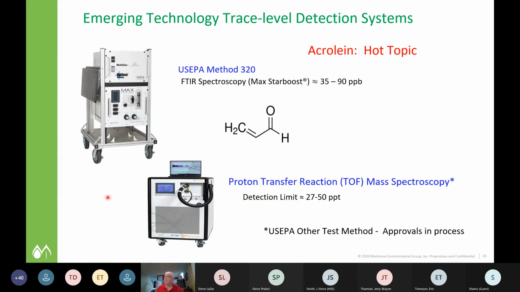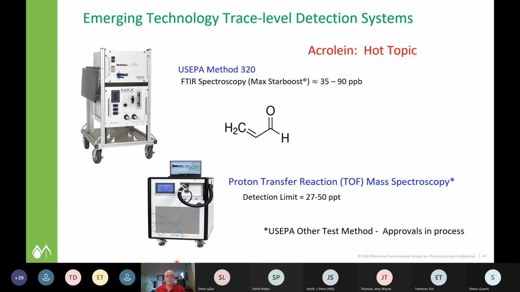Sorry to go so fast, but we're running out of time. If you use optically enhanced FTIR, the StarBoost system is what we use, 35 to 90 parts per billion, which is a fantastic detection limit for that. If you take it one step further and push it to the PTR, you get a detection limit around 27 to 50 parts per trillion, which is a weird number, I know, but I actually did it twice in the lab, and that's where these two numbers came from, 27 and 50. So very low detection limit.